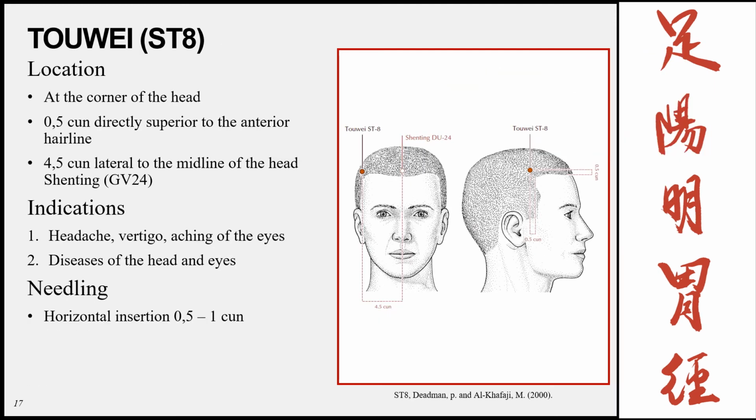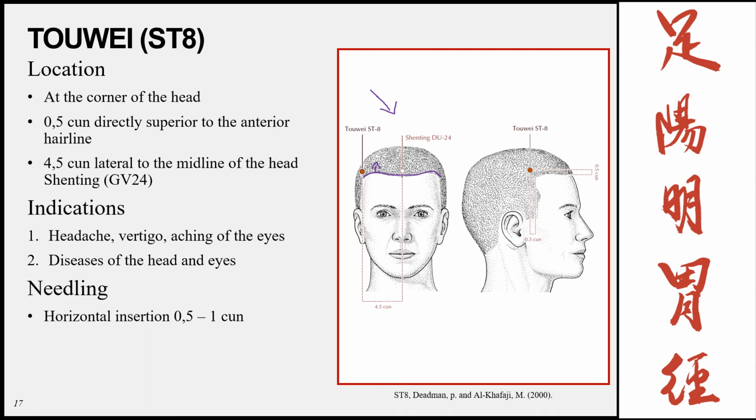The next point we'll be looking at is Touwei, stomach 8. This point is located at the corner of the head, half a sun directly superior to the anterior hairline. If we look at the image on the right, the anterior hairline refers to this portion of the hairline. So we go half a sun into the hairline, because they're saying superior, so that's in this direction. And then we also have to be 4.5 sun lateral to the midline of the head, where GV 24, also known as Shenting, is half a sun into the hairline at the midline.